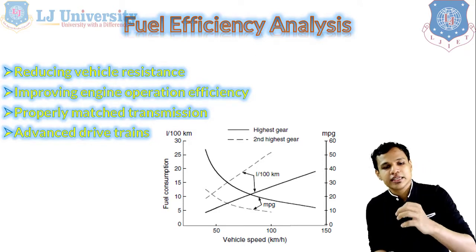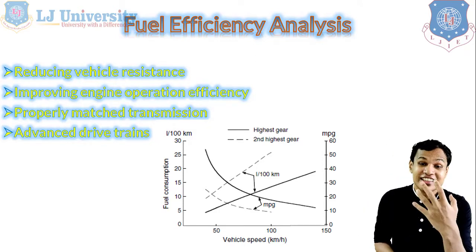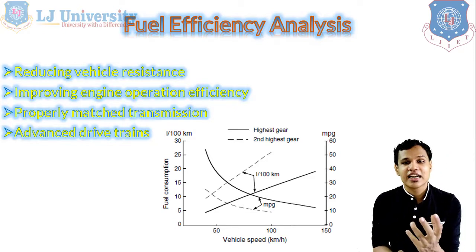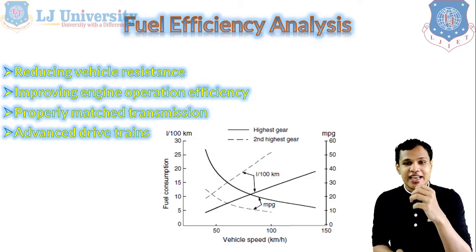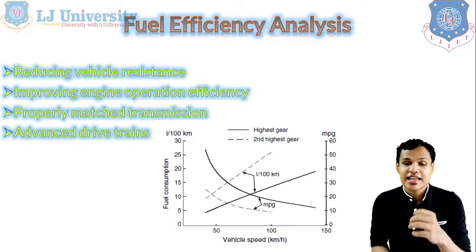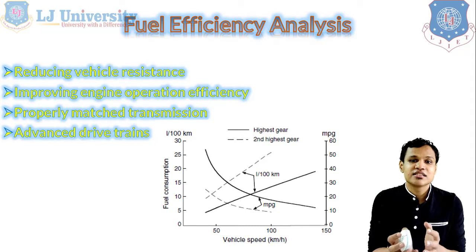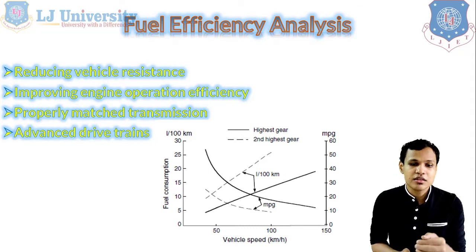The first one is reducing the vehicle resistance, the resistances that are generated during vehicle driving. First one is the rolling resistance, second is the aerodynamic resistance, and the third one is the gradient resistance. These resistances can be optimized.